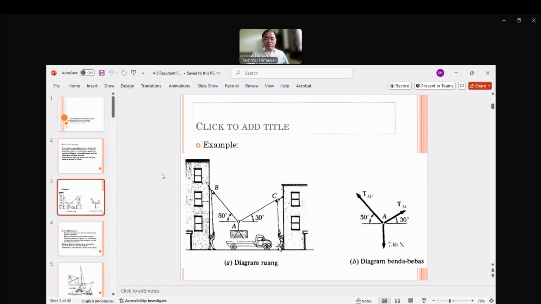If we are concerned about the people here, how much these people need to pull the rope. When we have this roll mechanism, if you find how much TAB is, that's also the same as how much force the people need to pull. And TAC, since this is a roll mechanism, will be exactly the same as for these people on the right, how much force he needs to pull, since this is a roll.